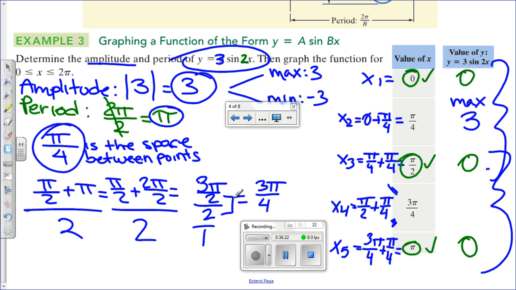So the y value here was the minimum, right? We agree on that? It was -3. Let's go ahead and graph it.